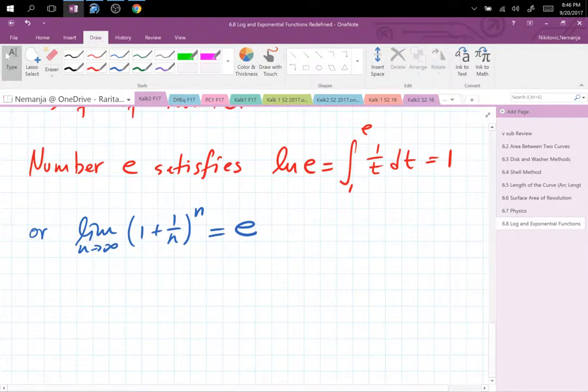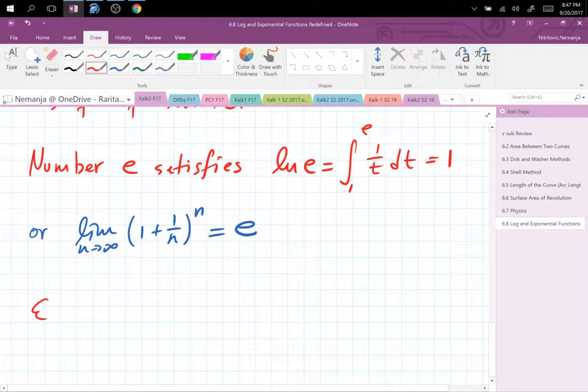The next definition is the definition for the exponential function e to the x, which is defined as the inverse of log. So see, it's completely backwards from what you learned in PreCalc. In PreCalc, you learn exponential, and then you define log as the inverse of exponential. And now in Calculus 2, we define the log function in terms of that integral, and then we define the exponential function as the inverse of the log.